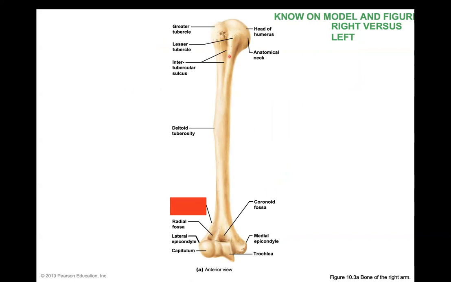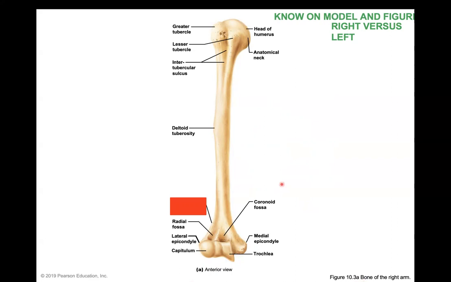This is a detailed look at the humerus. We have the head of the humerus on the proximal end, and it's going to sit against that glenoid cavity of the scapula. We have the greater and lesser tubercles, the deltoid tuberosity, which is where your deltoid muscle, or the main muscle in your shoulder, is going to attach. And then on the distal end, we have our lateral and medial epicondyles, our capitulum, and our trochlea. The capitulum and trochlea are going to be what form the part of the elbow joint.